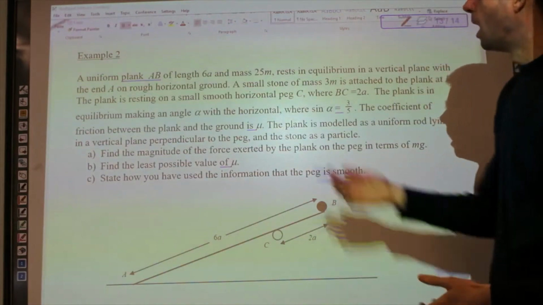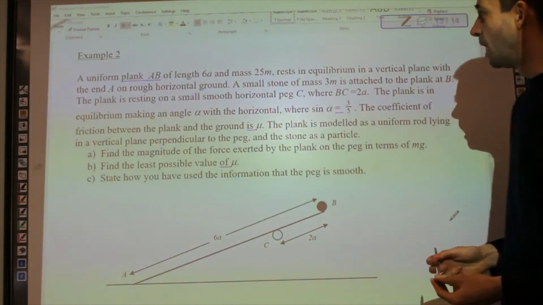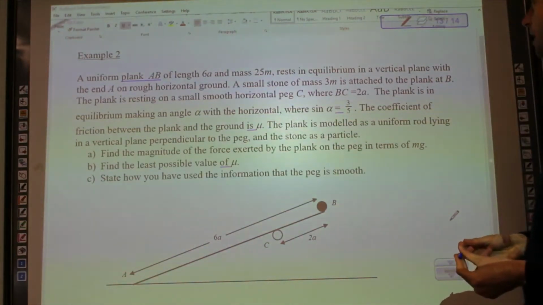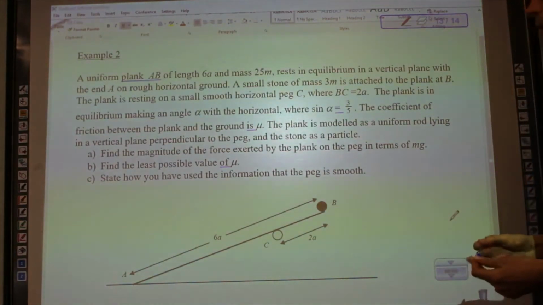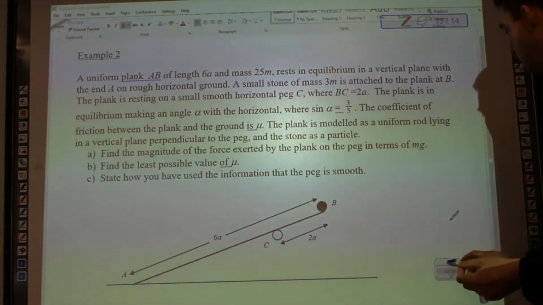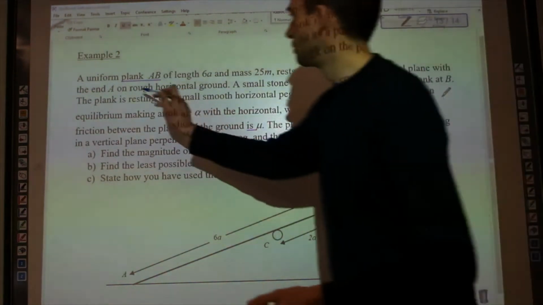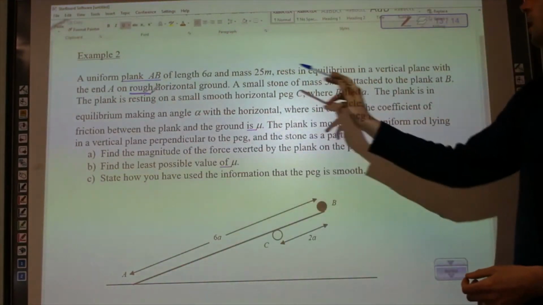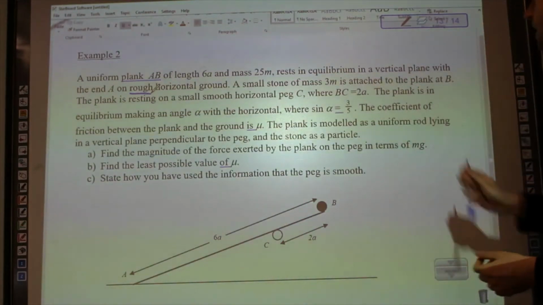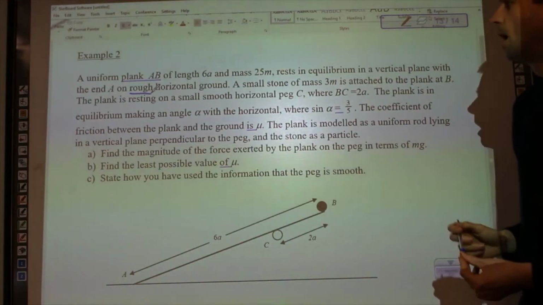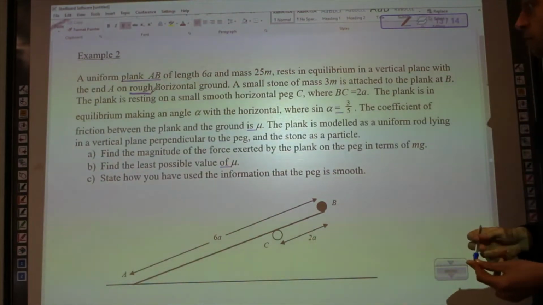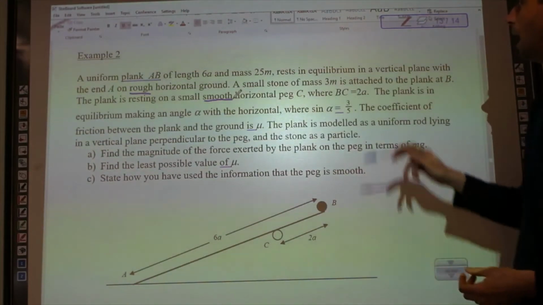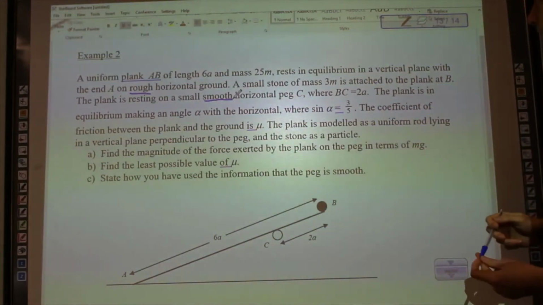Right, so a uniform plank AB of length 6A and mass 25m rests in equilibrium in a vertical plane with the end A on rough horizontal ground. So recalling keywords: rough, there's going to be some friction at the point A. A small stone of mass 3m is attached to the plank at B. The plank is resting on a small, smooth, horizontal peg C, so no friction at C, where BC equals 2A.